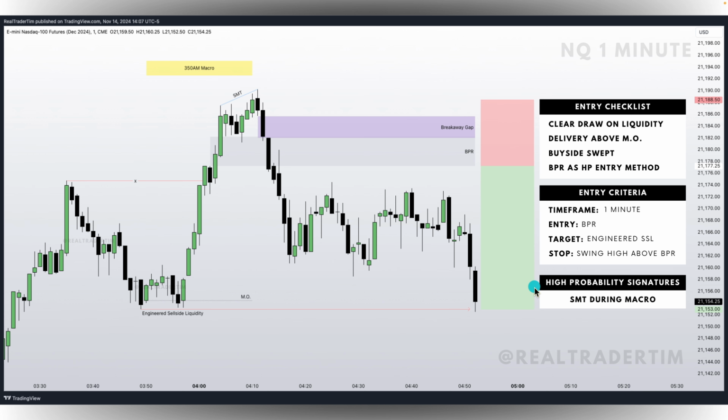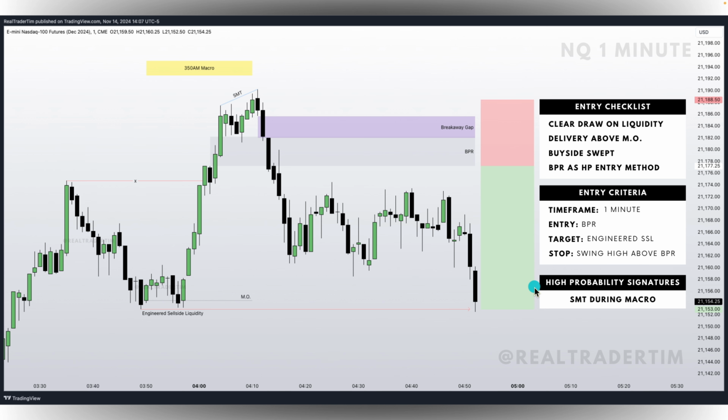So for this particular setup, we see that we're operating during the 3:50 to 4:10 a.m. Eastern time macro. We see clear as day, they have engineered sell side liquidity. There is relative equal lows right here below macro opening price. And during the macro, we spool above macro opening price, importantly leaving behind the engineered sell side liquidity pool. Now let's go back to the checklist. Step 3 is we require buy side to be swept. There's a clear buy side liquidity pool that is being swept above macro's opening price.